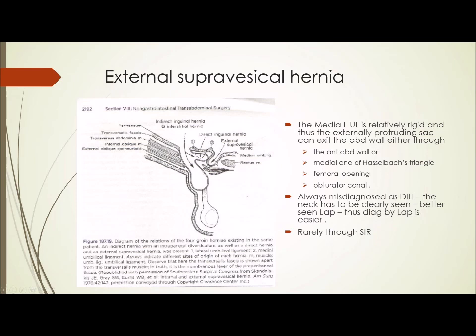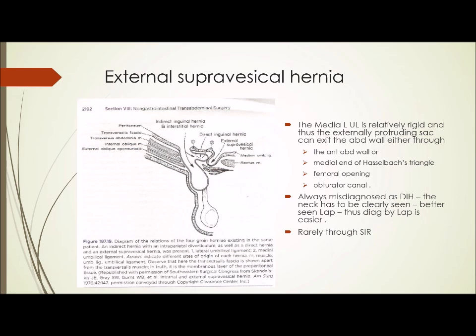So one, it could be coming out from this area. When it's not able to come out through this particular area, the sac can always come out through this other area. So here it is presenting as what? The direct inguinal hernia. So either it comes through the anterior wall, or it can come through the medial end of the Hesselbach's triangle. So this is the Hesselbach's triangle we're talking about, behind this. So it is coming out from here. The third thing is it can go deep down and come through the femoral opening, or deeper down it can come out through the obturator canal.